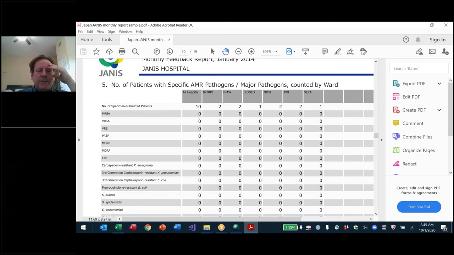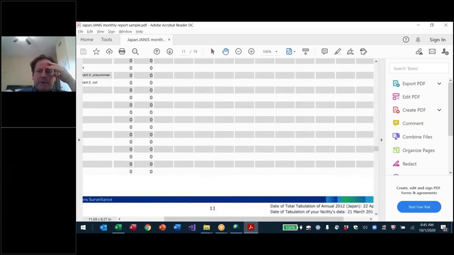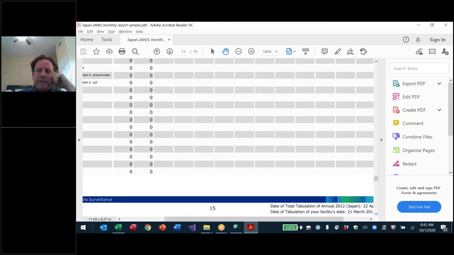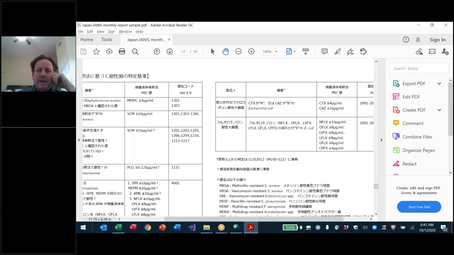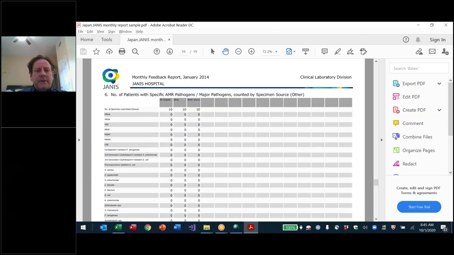This is major pathogen resistances by ward. You see the different wards here at the top. This one is for respiratory. This one is for urine. This is for feces. I find that these things go on way too long. This one's for blood. This is for cerebral spinal fluid. This is for other. And then this is a comment in Japanese on how to interpret the rest of this table. So that's a nice example of what they do. They've been doing this for 20 years.